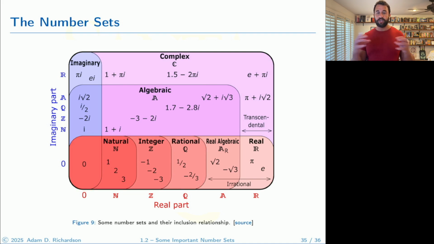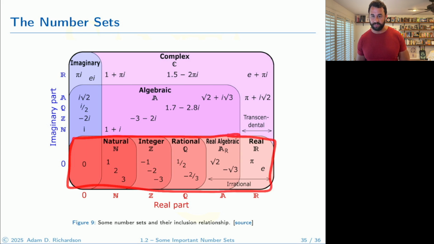This whole thing here, that's the rational numbers. And again, you can see the inclusion relationship. The natural numbers are in the integers. The integers are in the rational numbers. And then there's the real numbers. So the real numbers actually are this entire reddish strip at the bottom. Those are all of the real numbers.